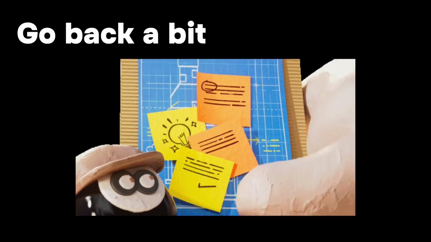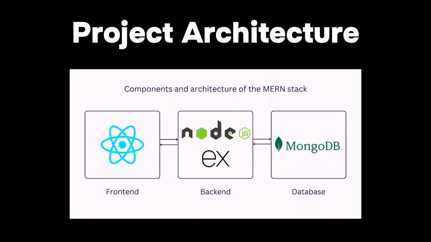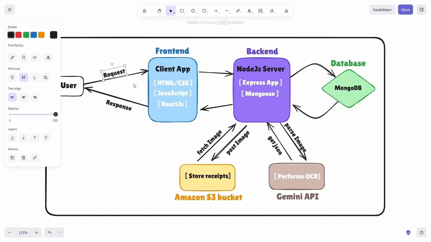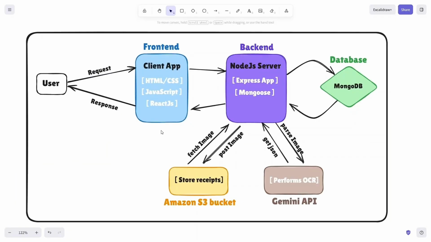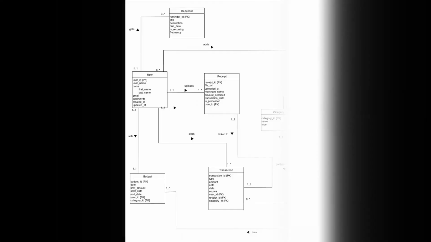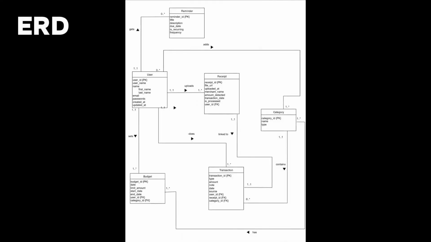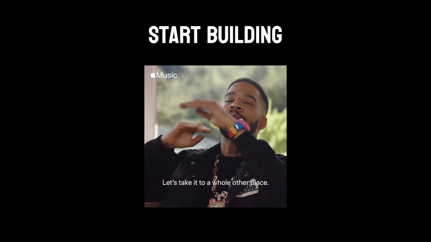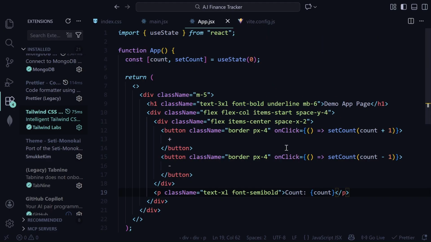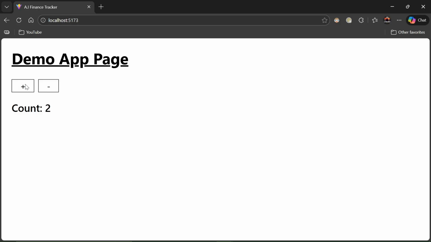Previously, we explored the complete project architecture of our AI-powered MERN Stack application, like how I planned out this project architecture itself, and then the importance of it, followed by how our tech stack was going to be used for this project, as well as how the entire database design was going to be implemented. In this video, we are finally going to start building the actual project. And by the end of this video, we will have built this demo app page with proper styling and routes.